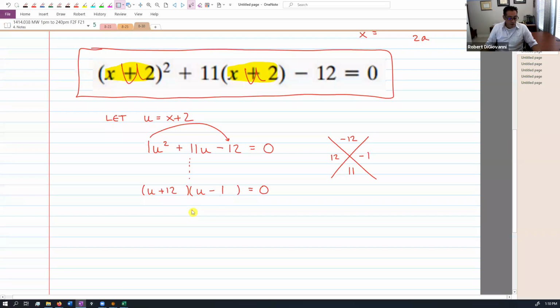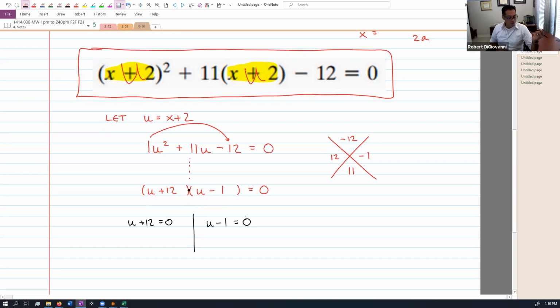Okay, once we're at this point, because we have multiplication between these two things, we set each of the factors equal to 0. So I'm now going to create two new equations. U plus 12 must be 0. The other one, u minus 1, has to be 0.